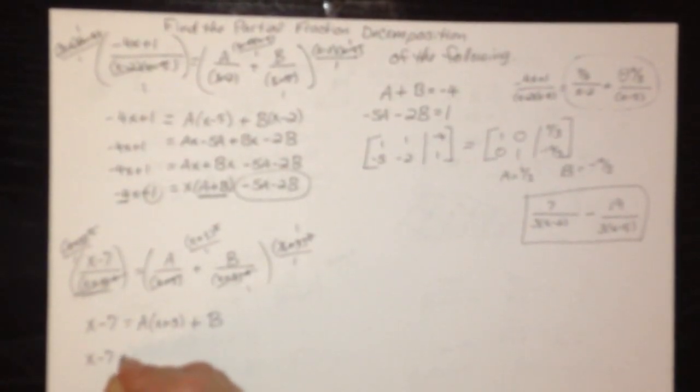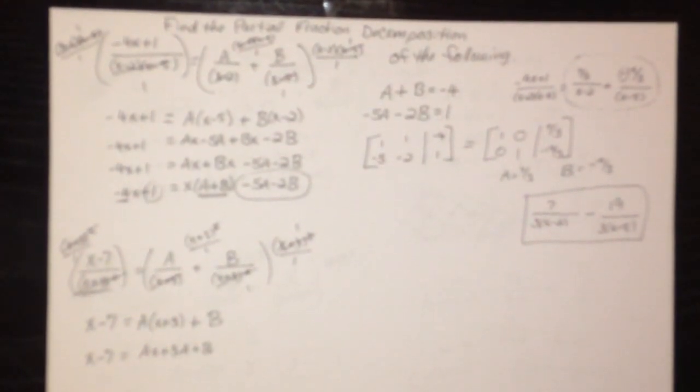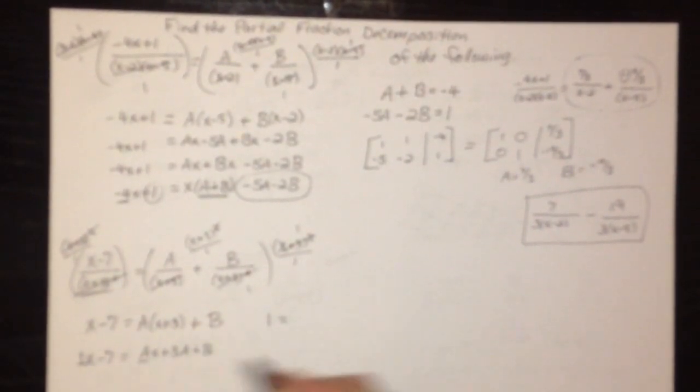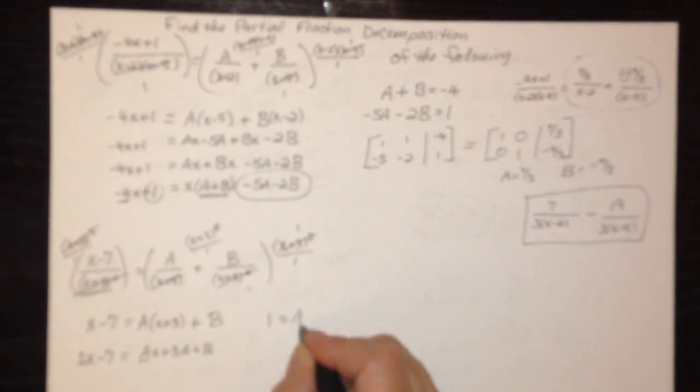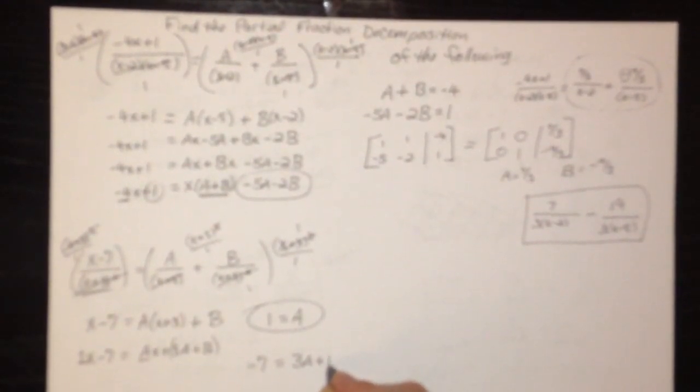X minus 7 is equal to Ax plus 3A plus B when I distribute my A. Now I'm ready to equate coefficients. The coefficient of the x term on the left is a 1. 1 is equal to the coefficient of the x term on the right, which is A. I found out that A is equal to 1. That was nice. Now I need to set the constant term, negative 7, equal to the constant term on the right-hand side, which is 3A plus B.